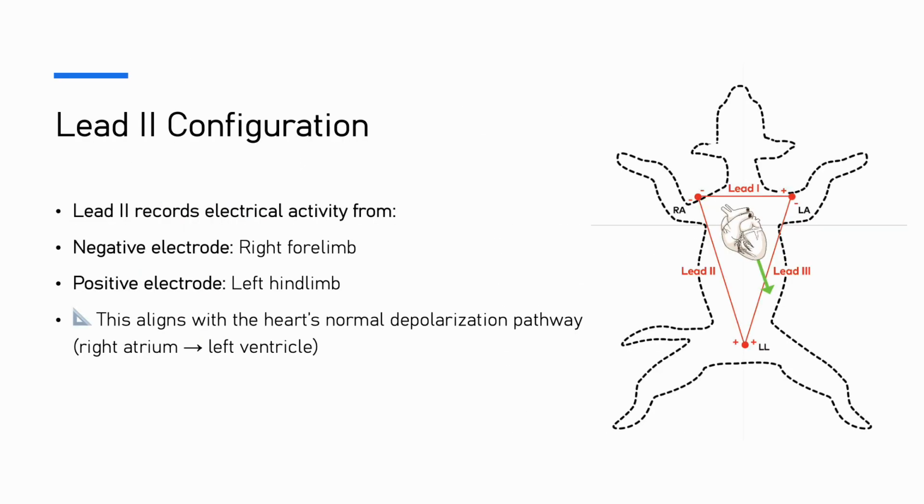So, lead 2 configuration. Lead 2 records the electrical activity from a negative electrode at the right forelimb and a positive electrode at the left hind limb. This aligns with the heart's normal depolarization pathway of the right atrium to the left ventricle.